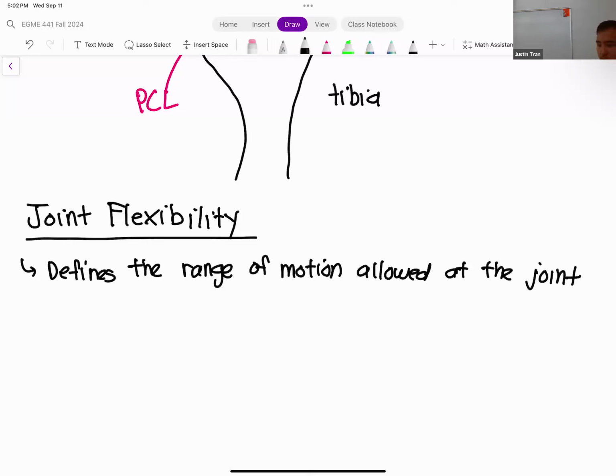And this is separate from the type of joint that we've talked about earlier, right? So each joint has a set amount of movements that are allowed. A hinge joint can only rotate in one plane generally. Ball and socket joints can rotate in a lot of other planes, pivot joints. And so this is not talking about that. Once the type of motion is defined, the joint flexibility defines how much you can actually move in those specified directions.